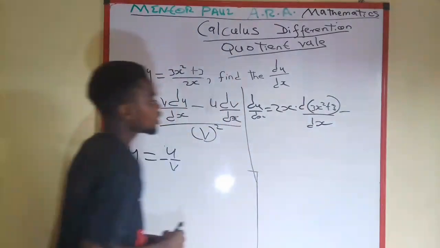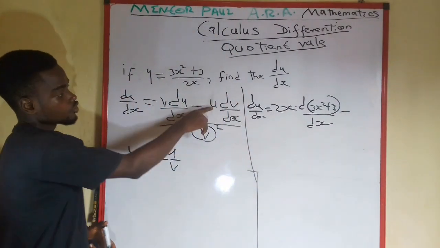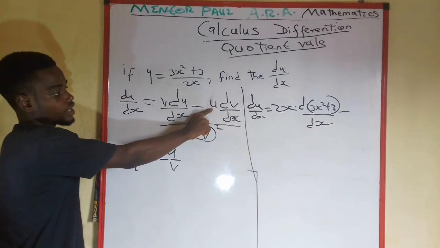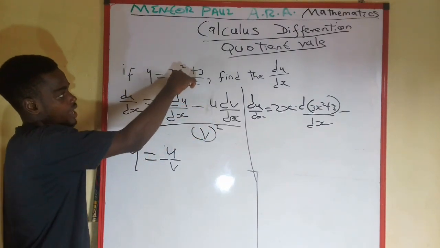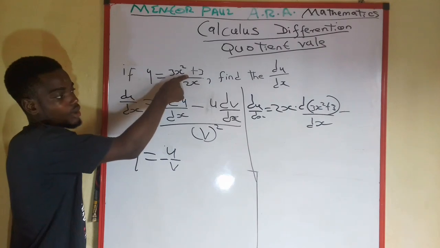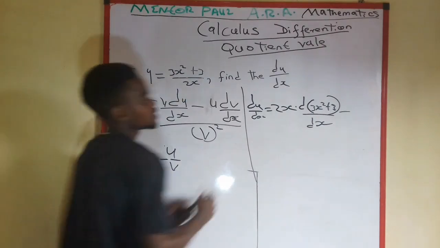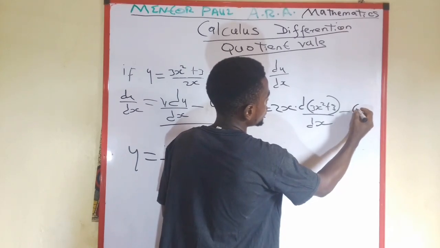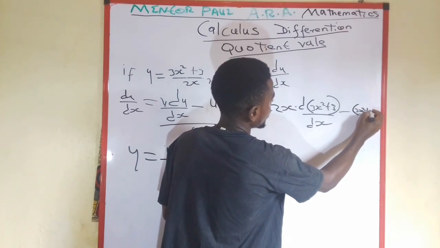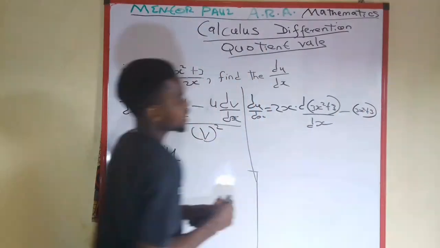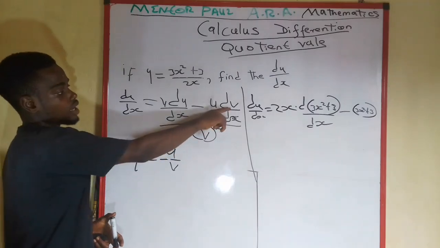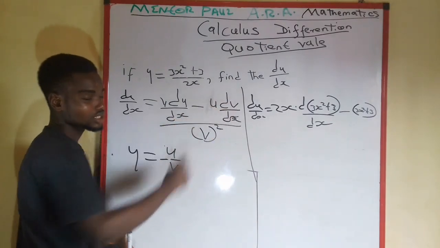I'm going to take away what? I'm going to take away from what? From normal U. Okay, where can I find U? I can find U at this part here. That is normal U. I'm going to put it, and it is bracket what? 3x squared plus 3. Okay, and then I'm going to multiply it by differentiated V.